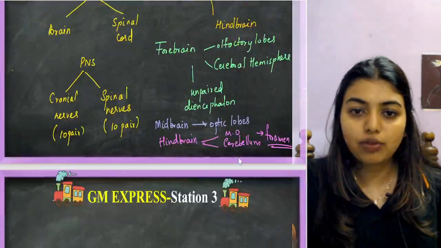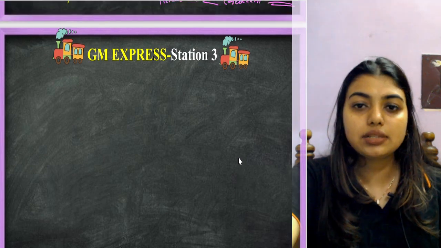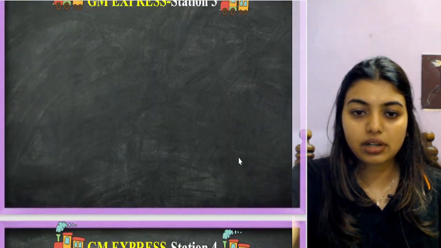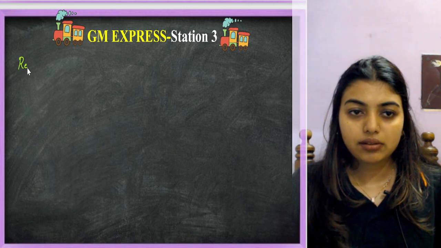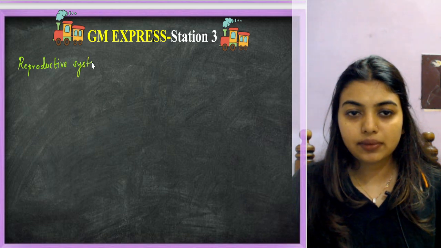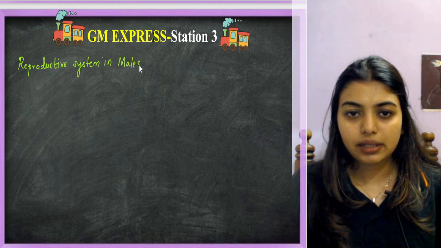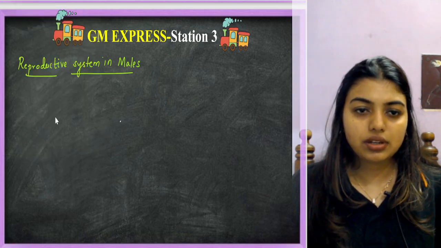Okay, I hope frog is clear, students. Anything you want to write, you can definitely write it here. We wrote about the nervous system; here I would write about the reproductive system as well. Reproductive system in males. So here what do we have?